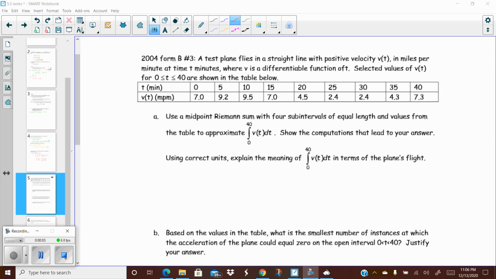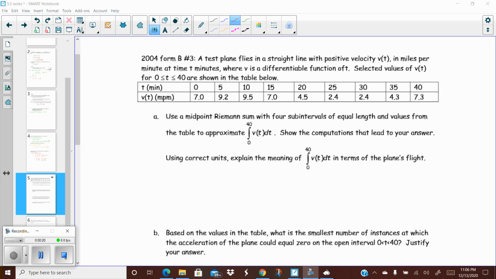All right, so this is section 5.5, video number 2. We're going to do the first of these two former AP problems. I'm not going to run through the second one. We might use that one later as some kind of a review problem. But feel free to go ahead and do it yourself if you would like to try.